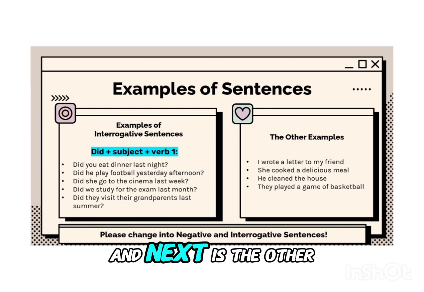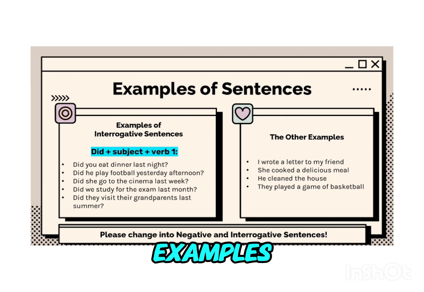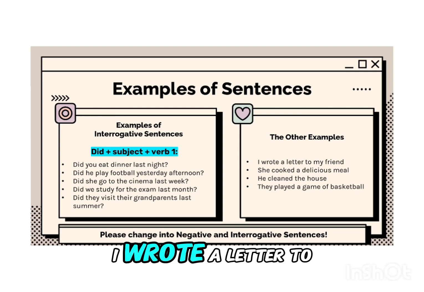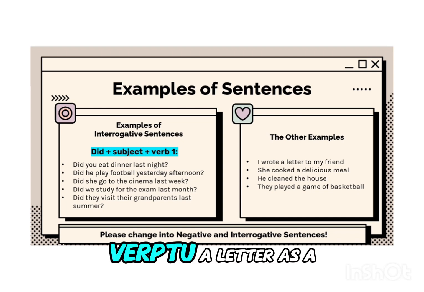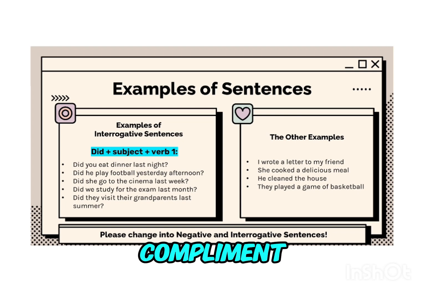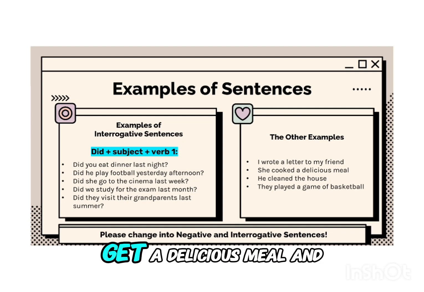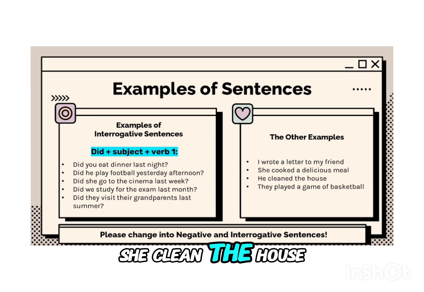And next are the other examples. I wrote a letter to my friend. I as subject, wrote as the verb 2, a letter to my friend as a complement. And also she cooked a delicious meal and he cleaned the house. They played a game of basketball.